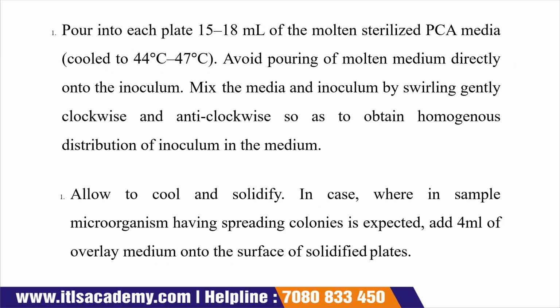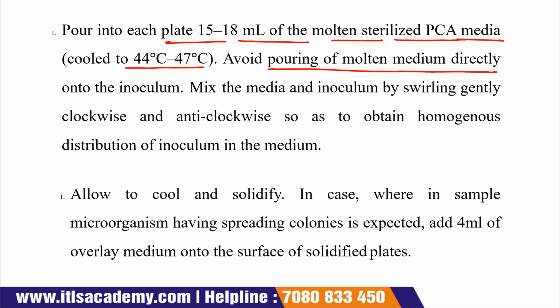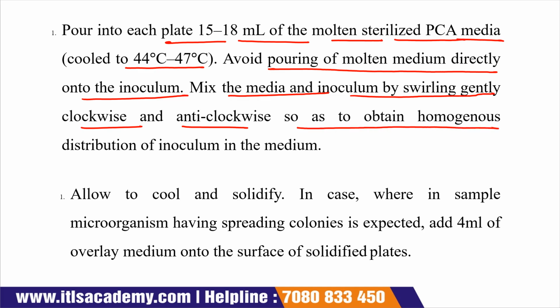Now pour into each plate around 15 to 18 ml of the molten sterilized PCA media that is cooled to 44 degrees Celsius to 47 degrees Celsius. That I already told you, what you have to do after pouring the sample, you have to pour your PCA media. Now avoid pouring the molten medium directly onto the inoculum. Inoculum means the sample that we are putting. Now mix the media and inoculum by swirling gently clockwise and anti-clockwise so as to obtain a homogeneous distribution of the inoculum in the media.